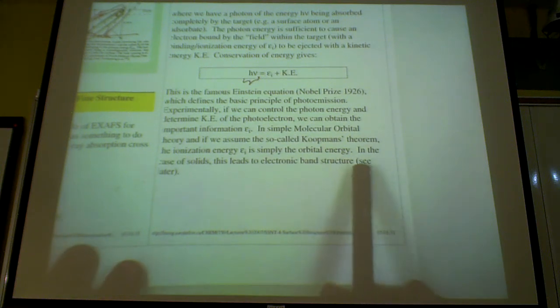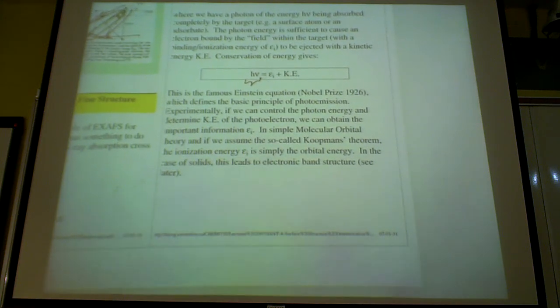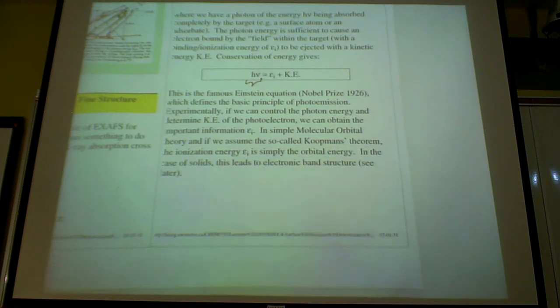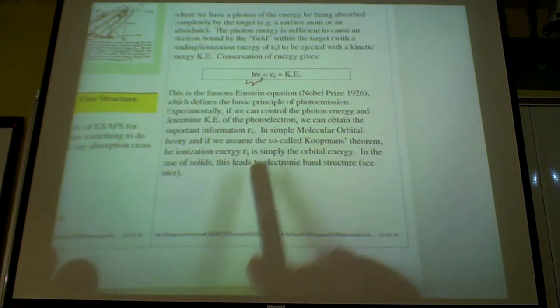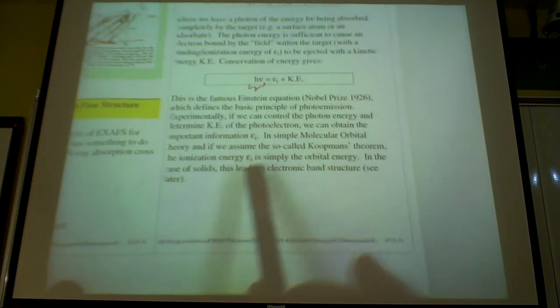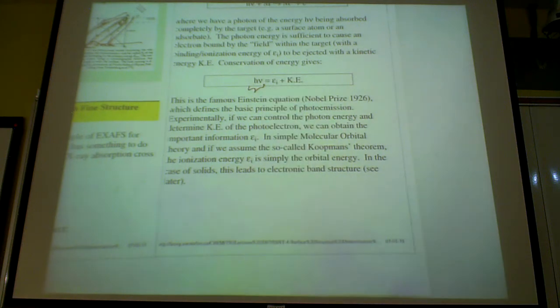So what I said then is that if you know this binding energy, this binding energy turned out to be the band structure, the electronic band structure, as we'll see later on when we talk about electronic structure, to obtain the electronic band structure as a function of momentum that we'll see later.